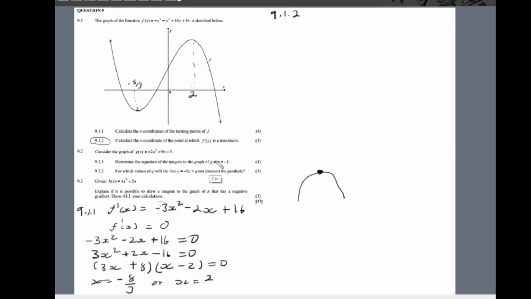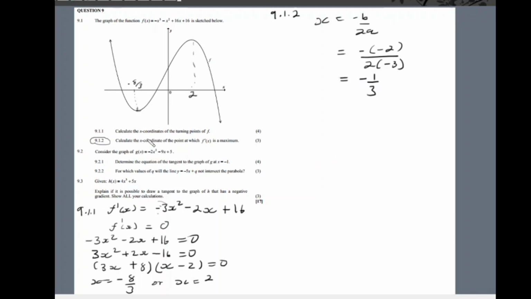If you know how to calculate the turning point of a quadratic function, you should know that this will be x equals minus b over 2a, where b is minus 2 and a is minus 3, right? So your x-coordinate will be minus 1 over 3, right?